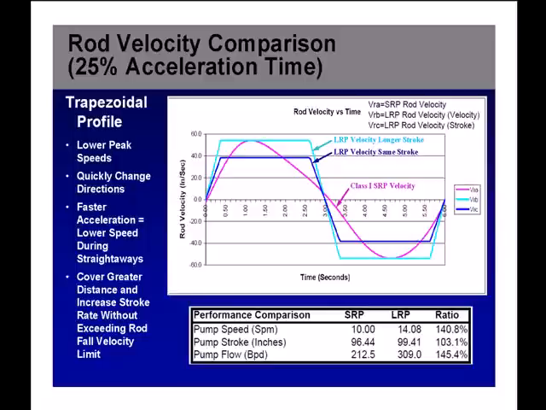And by doing that, we would actually increase the stroke length, right? So with the same peak speed, we could run a longer stroke length and get more production rate. I think that would be illustrated down here, right? So we went from 212 barrels per day up to 309, a 145% increase in production.